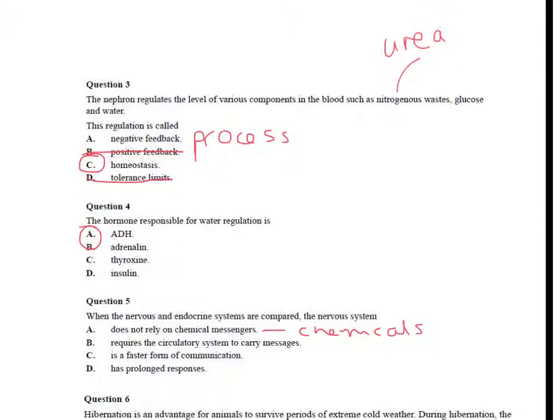That's meant to be an M there. I'm not entirely sure that's worked out. So, in the synapse. Because you've got chemicals in the synapse, then it's not a completely correct answer. Requires the circulatory system to carry messages? No. So we can cross that one out straight away, because that's in the endocrine system. Is a faster form of communication? Yes. And has prolonged responses? Again, no, that's the endocrine system. So our answer here has to be C.